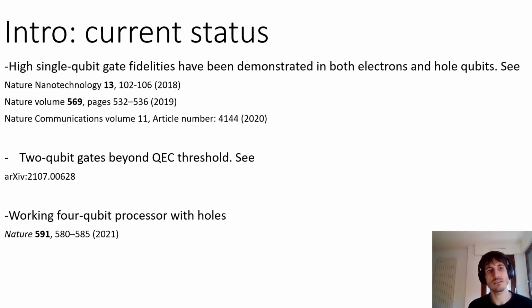But before getting into details, I wanted to give first a very brief introduction. And well, as you're probably seeing in some of these talks, in this field, there are already very nice single qubit gate fidelities, already beyond 99% for both electron and hole qubits, that have been demonstrated. And we are starting to see very nice results also in 2-qubit gates. And there's even a 4-qubit processor with hole qubits in germanium. So I would say that this field is growing quite fast, but if we want to go even further, we actually need more qubits.